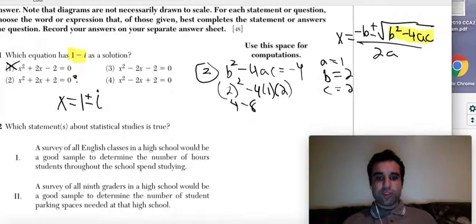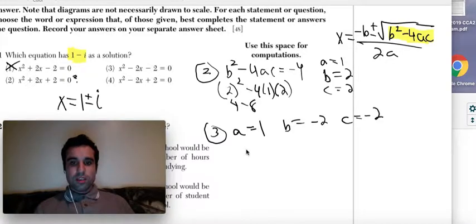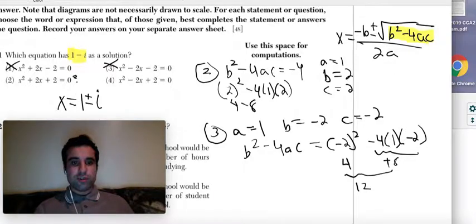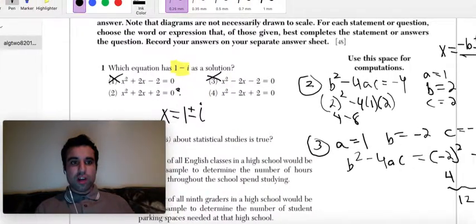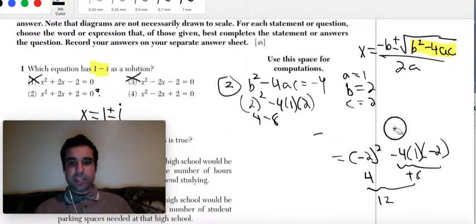Let's see choice 3. In choice 3, a is 1, b is negative 2, and c is negative 2. If I do b squared minus 4ac, that's negative 2 squared minus 4 times 1 times negative 2. This whole part right here turns into plus 8. Negative 2 when I square it also becomes a positive 4. So that becomes 12, which is no good. So we're down to 50-50, and let's check out choice 4 as well. I'm going to erase choice 3 because that's not a candidate.